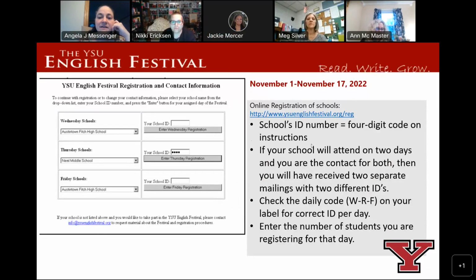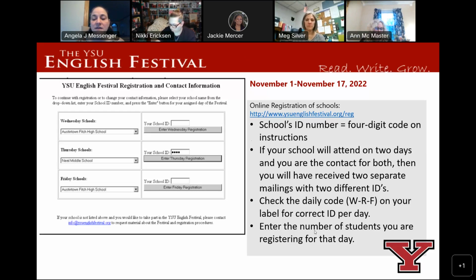In the September mailing, there is information about how to register, and there is a tag on the instruction page that includes this image to the left here. And then that should have that school's 4-digit ID number. So it's a unique code that we've assigned to your school. It should not typically change from year to year. Should be the same code, but that way only you can register your school.